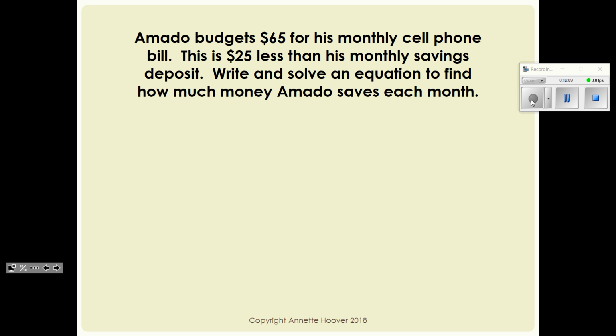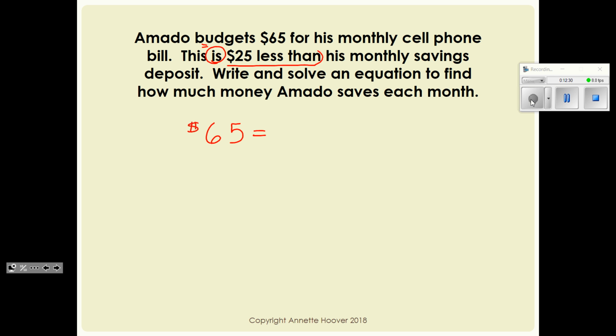Here's one last example. We have to translate this first into an expression. Armando budgets $65 for his monthly cell phone bill. This is, when we see the word is, that's an equal sign. So $65 is 25 less than.